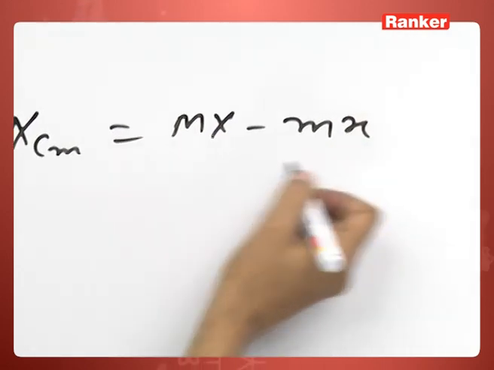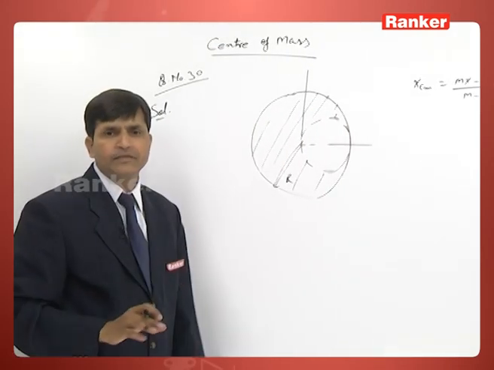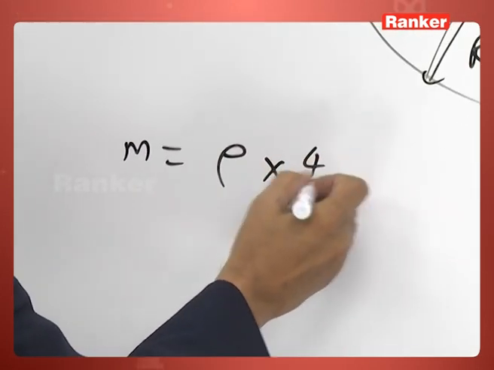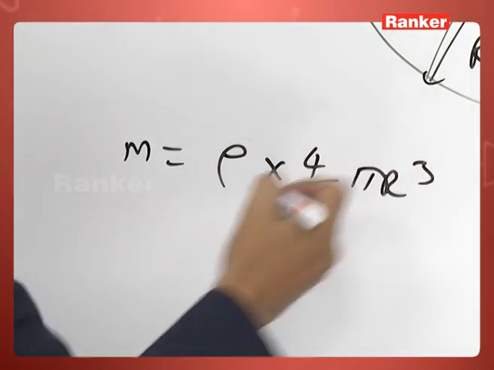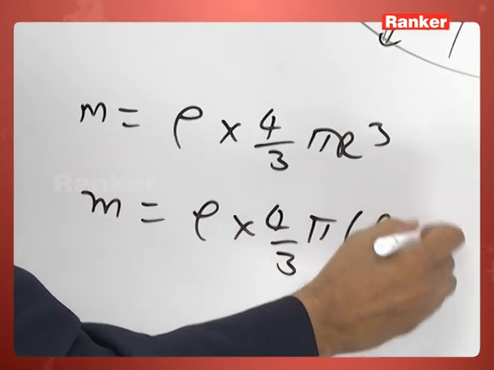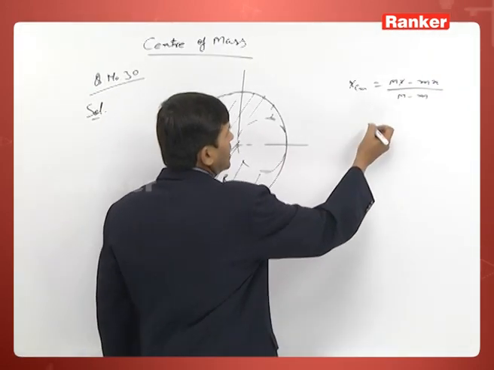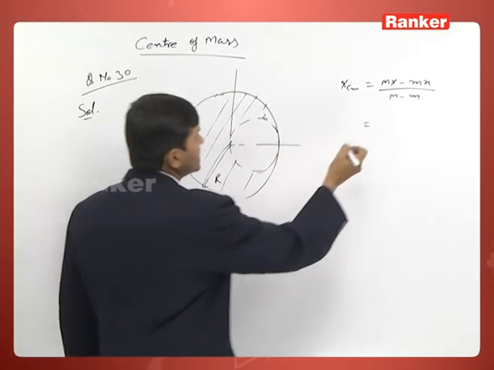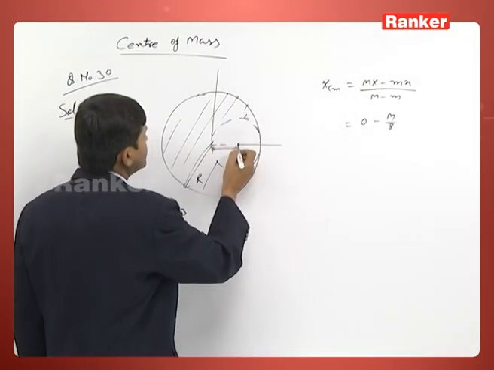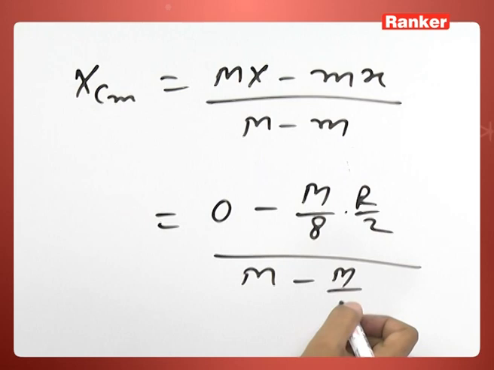M x minus m x by M minus m, where M is the mass of the whole sphere without cavity. So, M can be written as rho into 4 by 3 pi r cube, while small m is rho into 4 by 3 pi (r by 2) cube, that is nothing but M by 8. M x is at the original center, 0. Small m is M by 8, x is the distance r by 2, over M minus M by 8.